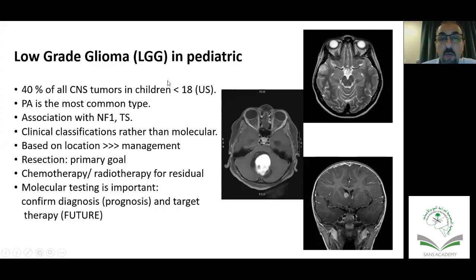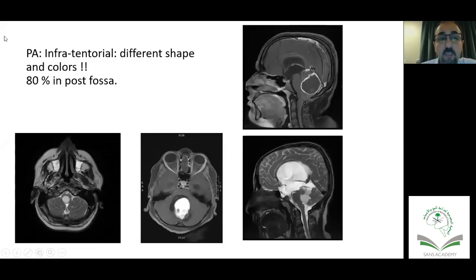Okay, we'll start with pilocytic astrocytoma. The majority of them are infratentorial, in the posterior fossa or cerebellum, and they come in different colors and shapes. All these tumors are pilocytic. Cystic, solid, similar to ependymoma, and these tumors are normally adherent to the brainstem, sometimes difficult to resect completely.